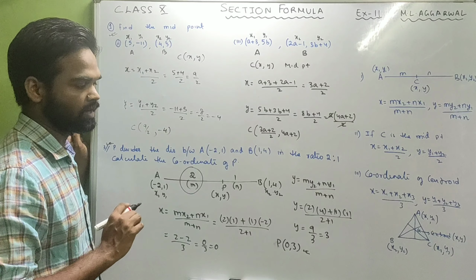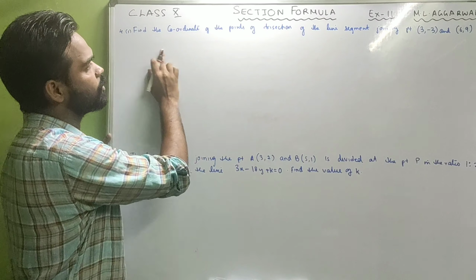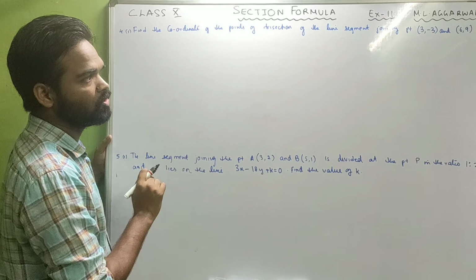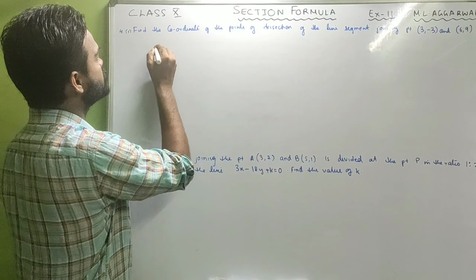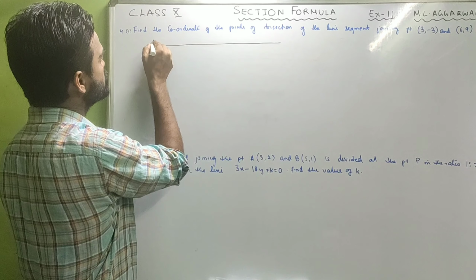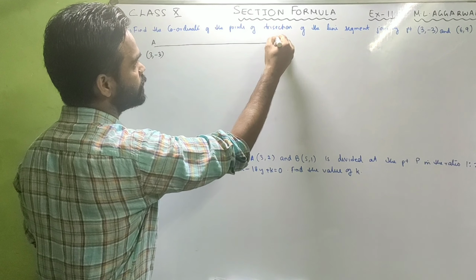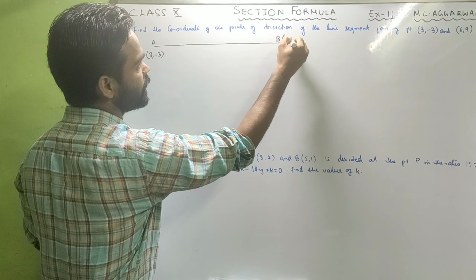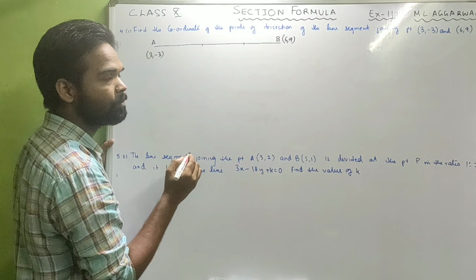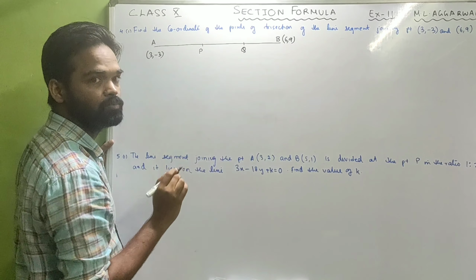Now let us look at the next sum. Now look at 4 part 1. Very interesting. Find the coordinates of the points of trisection of the line segment joining the points (3, -3) and (6, 9). Which means, if I can draw it, suppose this is your point A (3, -3) and this is your point B (6, 9). Now it is trisected, which means divided into 3 equal parts, P and Q. They want the coordinates of P and Q.